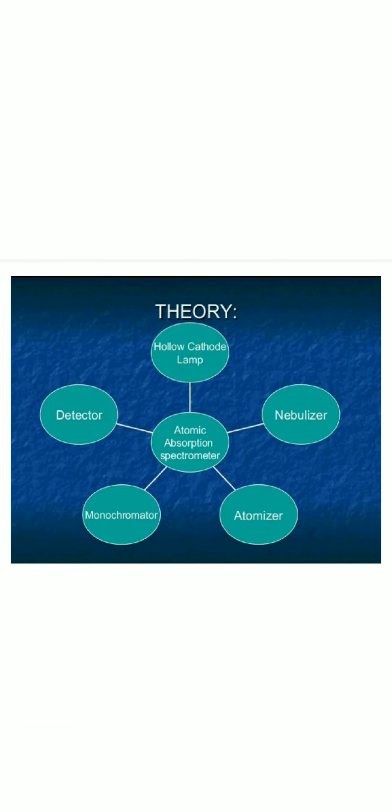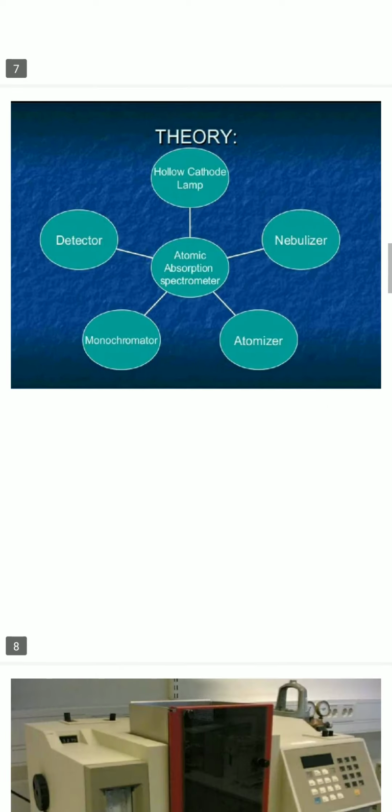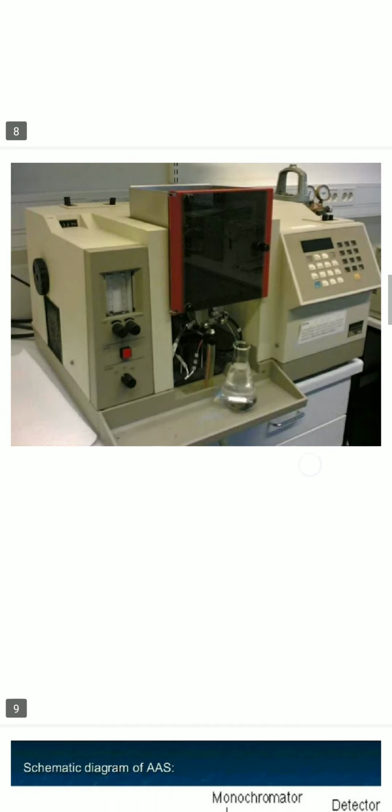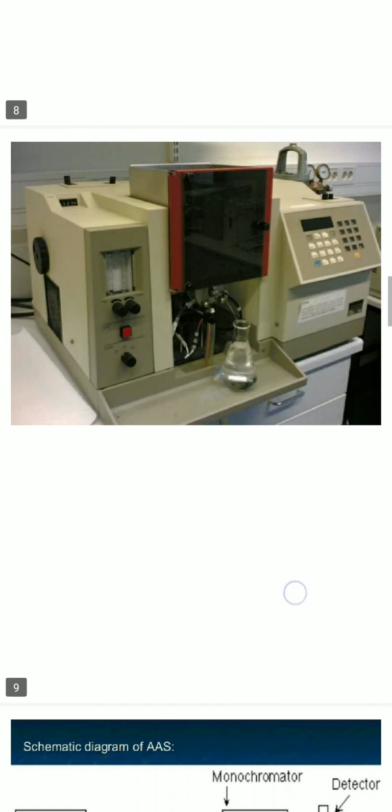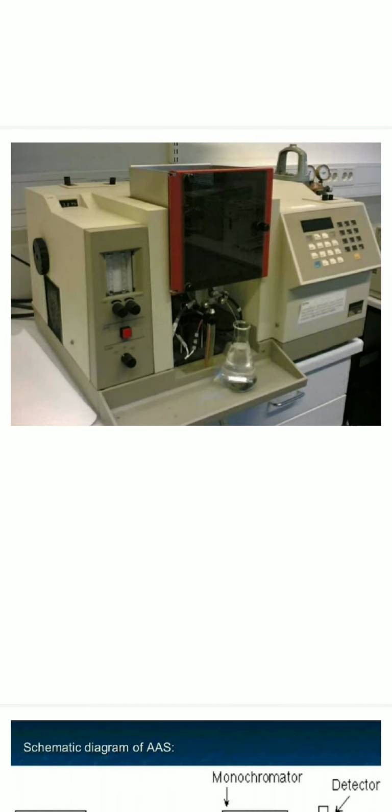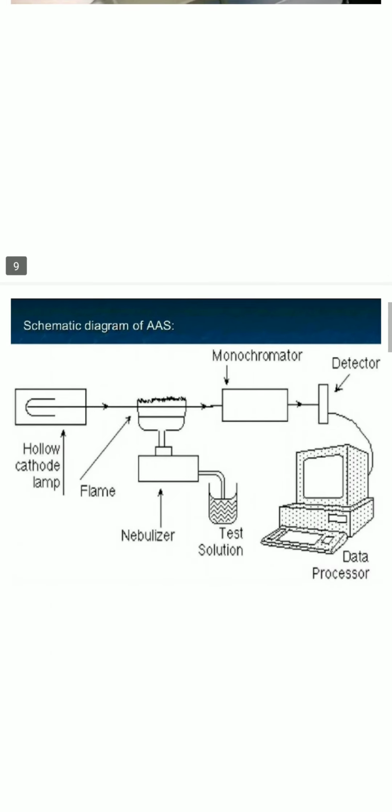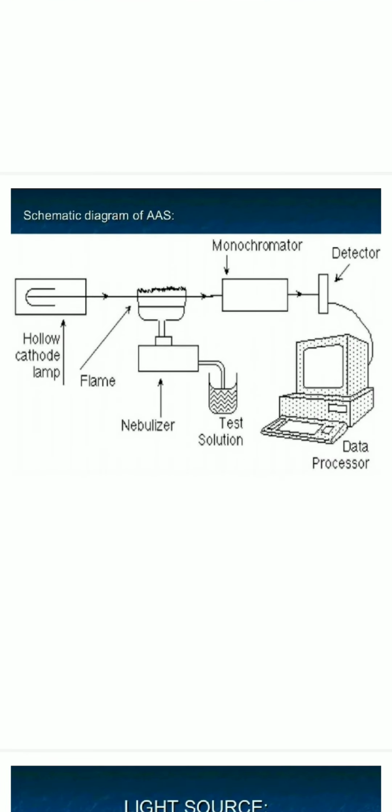In an atomic absorption spectrometer, the hollow cathode lamp, nebulizer, atomizer, monochromator and detector, these five parts are important. This is the image of AAS. Schematic diagram of AAS.